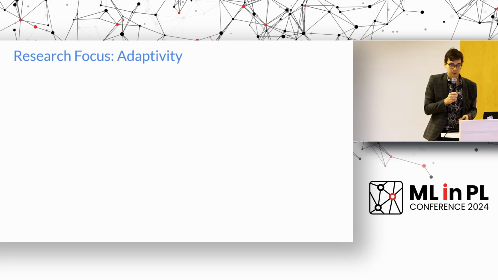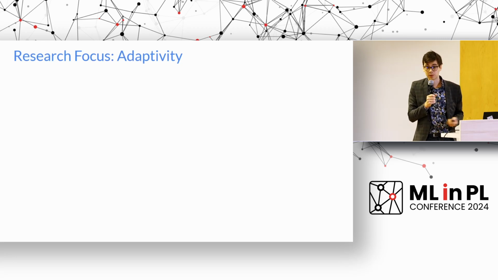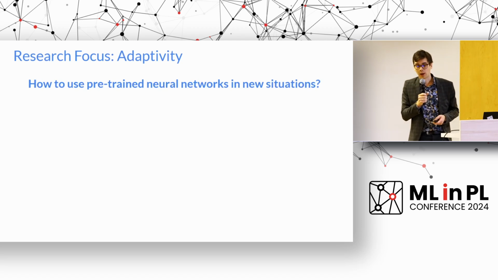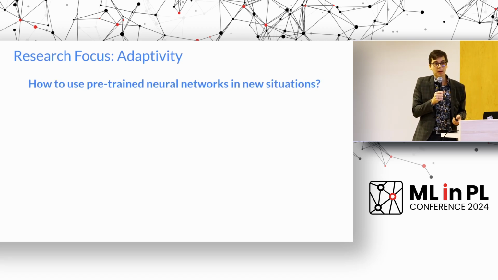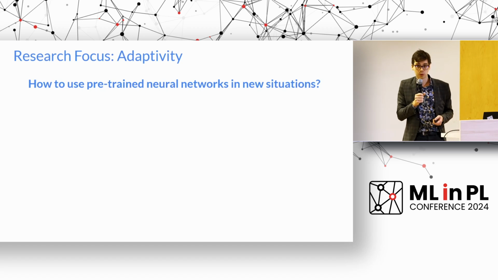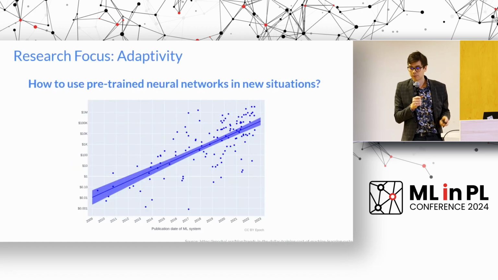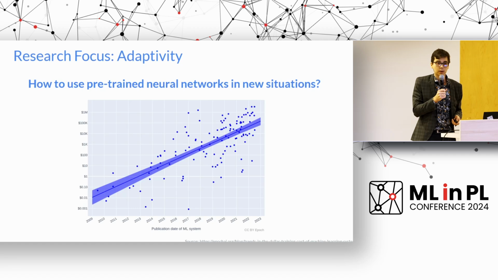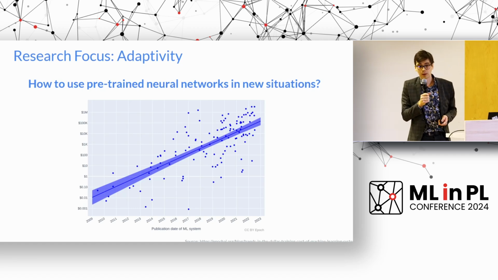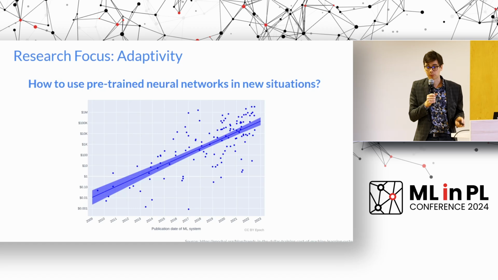So, as I mentioned, I will talk about adaptivity, adaptiveness, and, well, first I should probably explain what I mean by this. By adaptiveness, I mean how can we use pre-trained neural networks in new situations? How can we use them for new data, for new tasks, for new data distributions, and so on, right? And I think this problem is very important right now, given how machine learning systems currently develop.